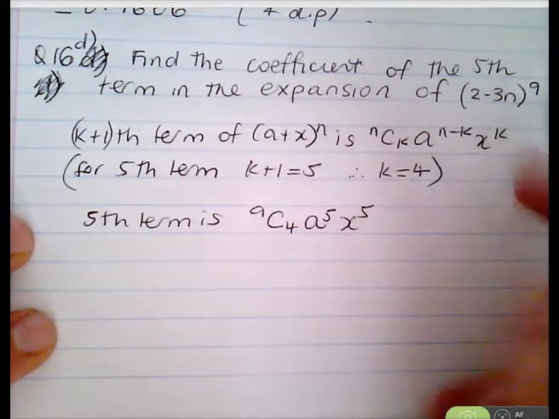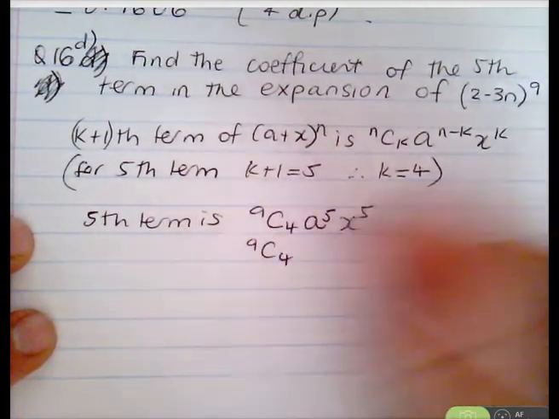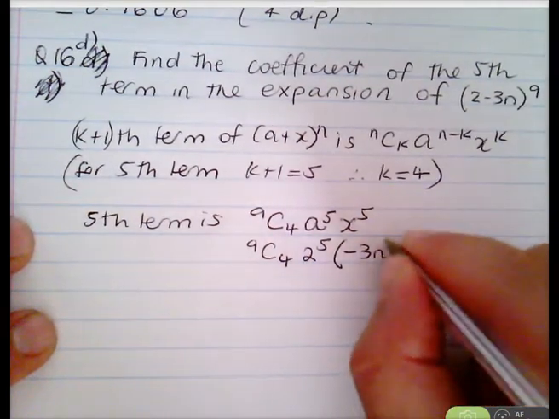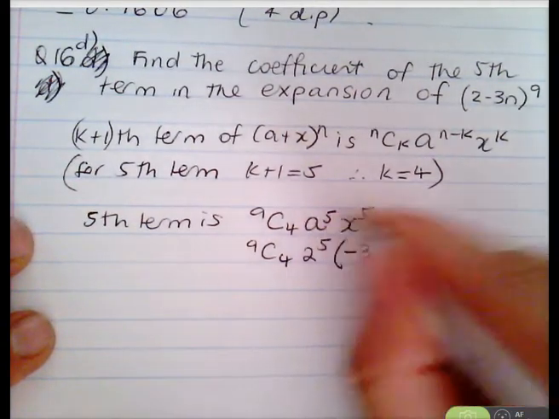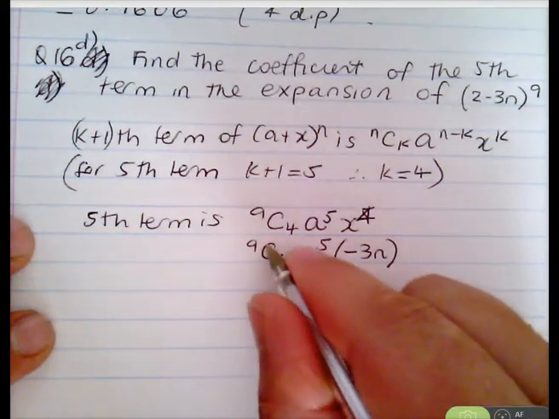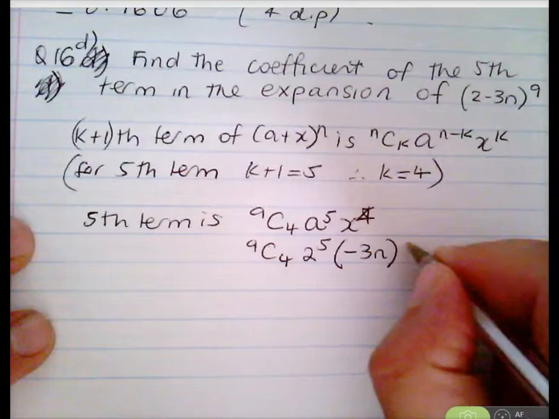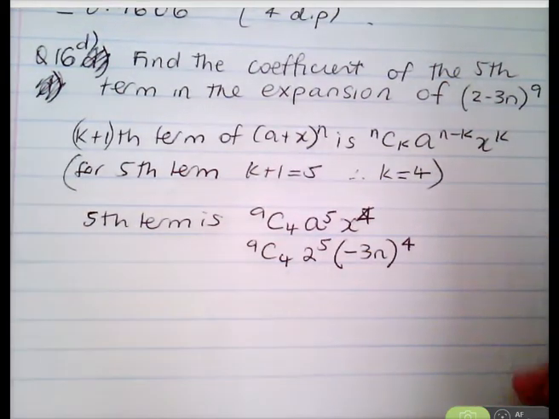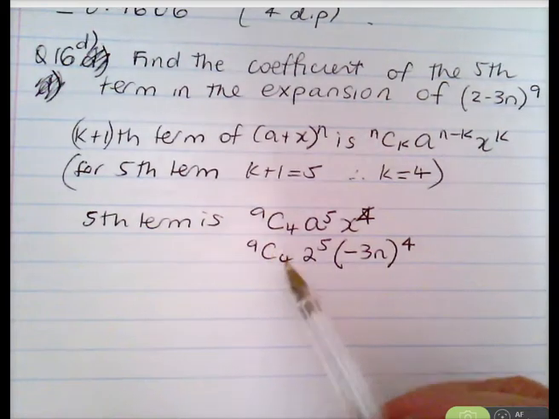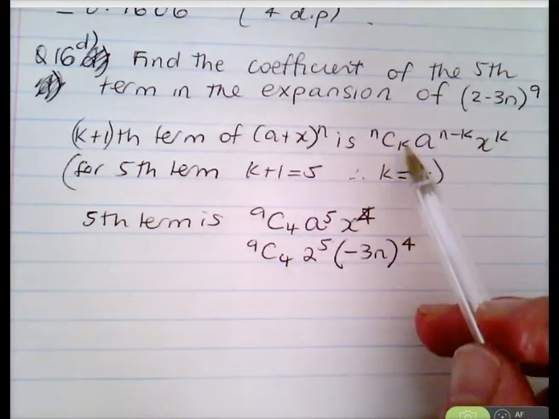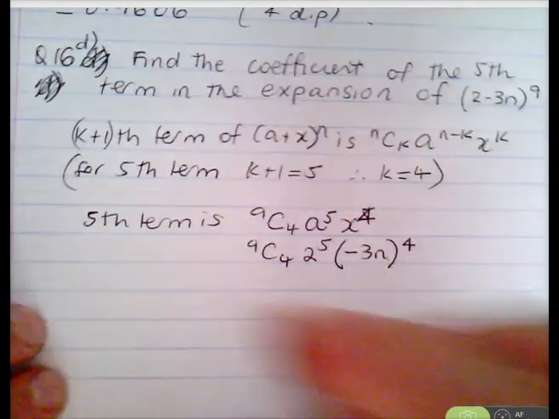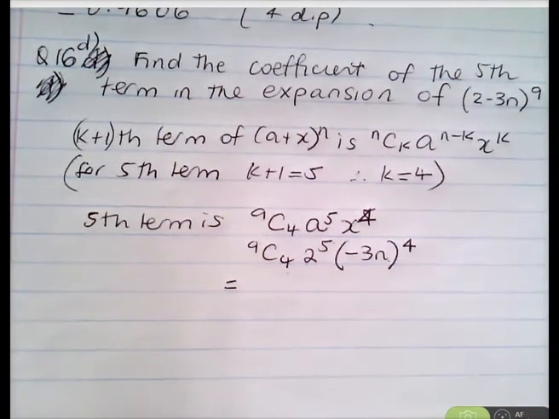Now we need to use these numbers here. So it would be 9C4, a happens to be 2 to the power of 5, and x in this case happens to be negative 3n. Sorry, that should be a to the 5, x to the 4. So it's 9 choose 4, 2 to the power of 5, negative 3n to the power of 4, okay? Because this is a to the n minus k, so 9 minus 4 is 5, x to the k, and k is 4, so you get x to the 4, or in this case minus 3n to the power of 4.